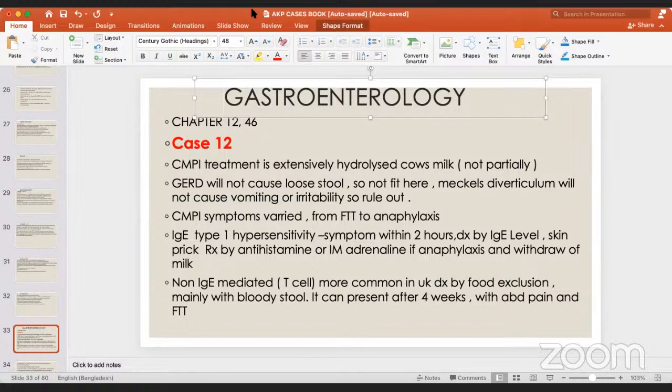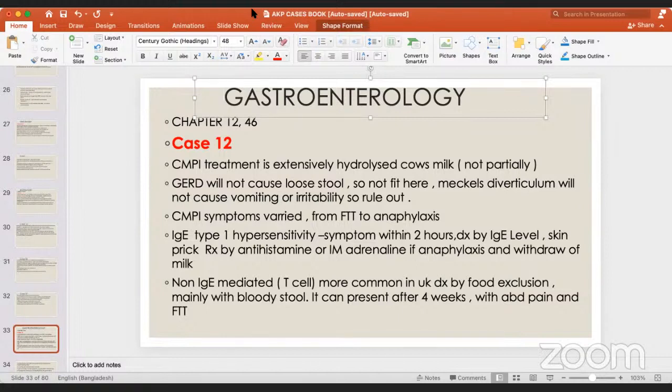But that will be from the very early stage. The child will have failure to thrive and very severe diarrhea, usually not blood-stained. In acrodermatitis enteropathica, the diarrhea is not usually blood-stained. This baby looks like T-cell mediated cow's milk protein allergy.